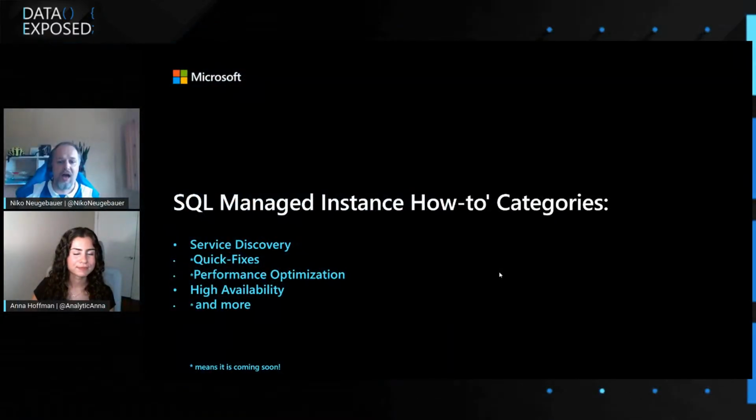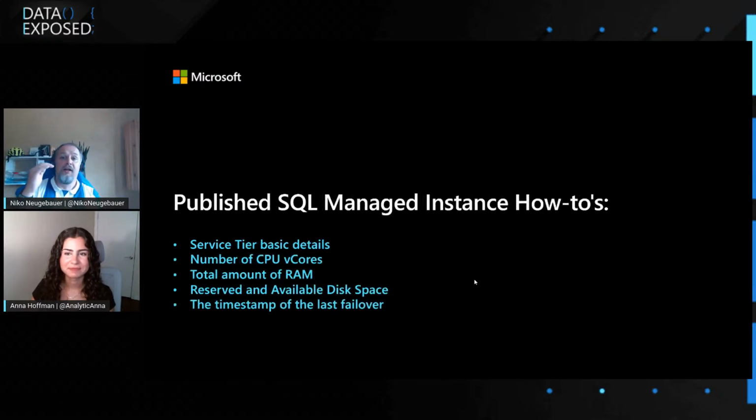Right now, what we have already publicly announced, we dive into the service discovery. We already published the first one on high availability, and failover groups are coming and so on and so forth. But we also will be publishing more proactive things like quick fixes, maybe some performance optimization advice, and much more. So these are the categories that we are targeting. These are the 5 blog posts that are currently live as of today.